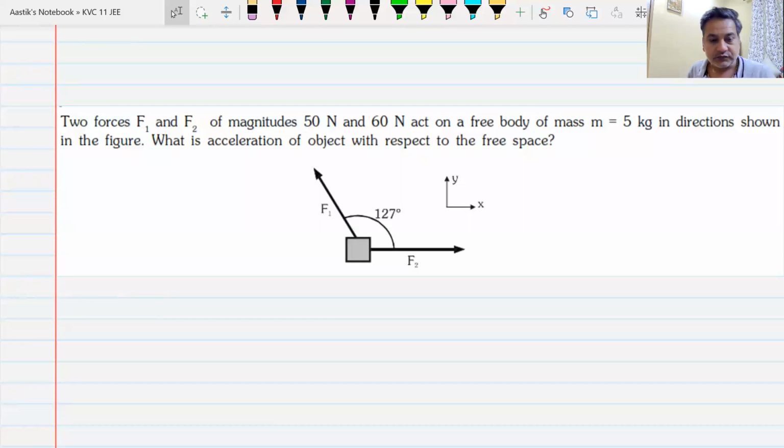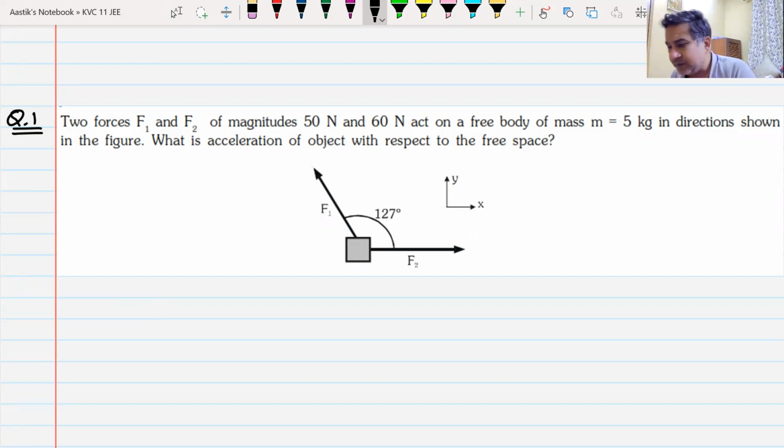Okay. So this is the first question. Remember, we might not encounter such questions because in most questions in Newton's law, the body will be placed on some surface or it will be hanging from some pulley or strings. But this is just to give you an example of what is the difference between this question and the other questions. Forces F1 and F2 of magnitudes 50 and 60 newtons act on a body of mass 5 kg.